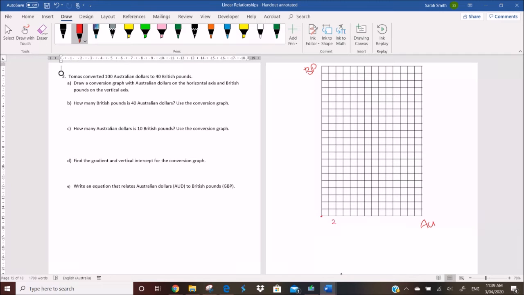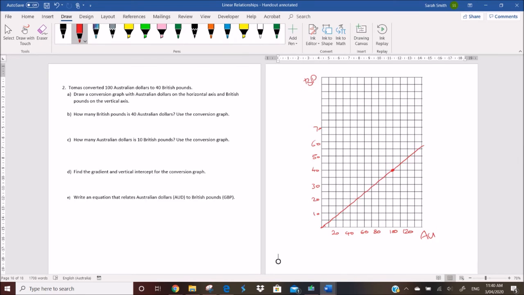So I'm going to go up in lots of 20. So 20, 40, 60, 80, 100, 120. Then up our horizontal, I'm going to go up in 10. So 10, 20, 70, etc., etc. So our first point that we know is when we have 100 Australian dollars, we're going to have 50 British pounds. So that's our point there. So then we can just get our ruler and draw our straight line. And that would be our conversion line.